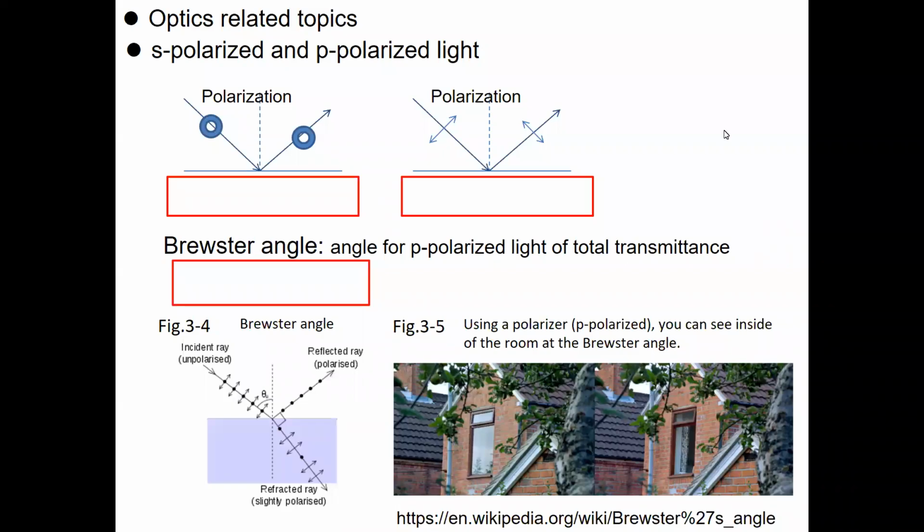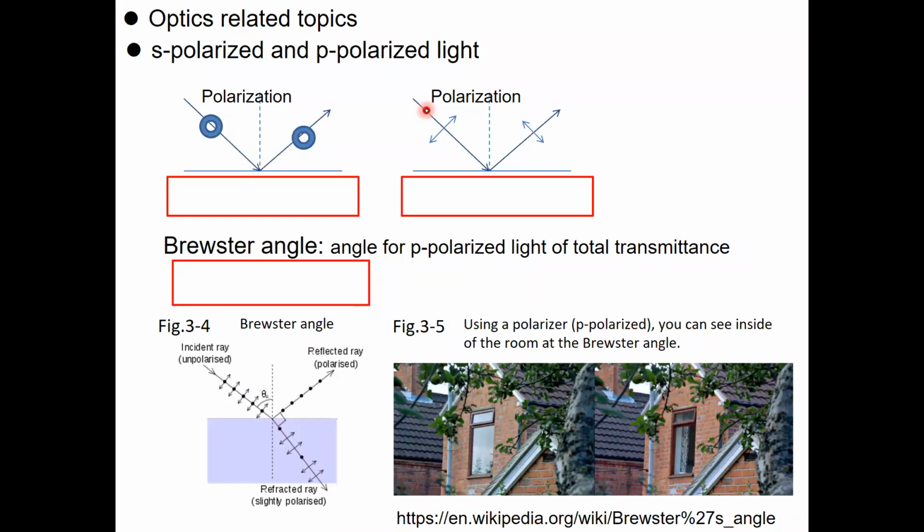And finally, let's think about when light is reflected at a solid surface or interface. There are two types of polarization we can think about. One of them is, if we have a solid surface, the electric field is sticking out of the screen and then propagating this way and then reflected.